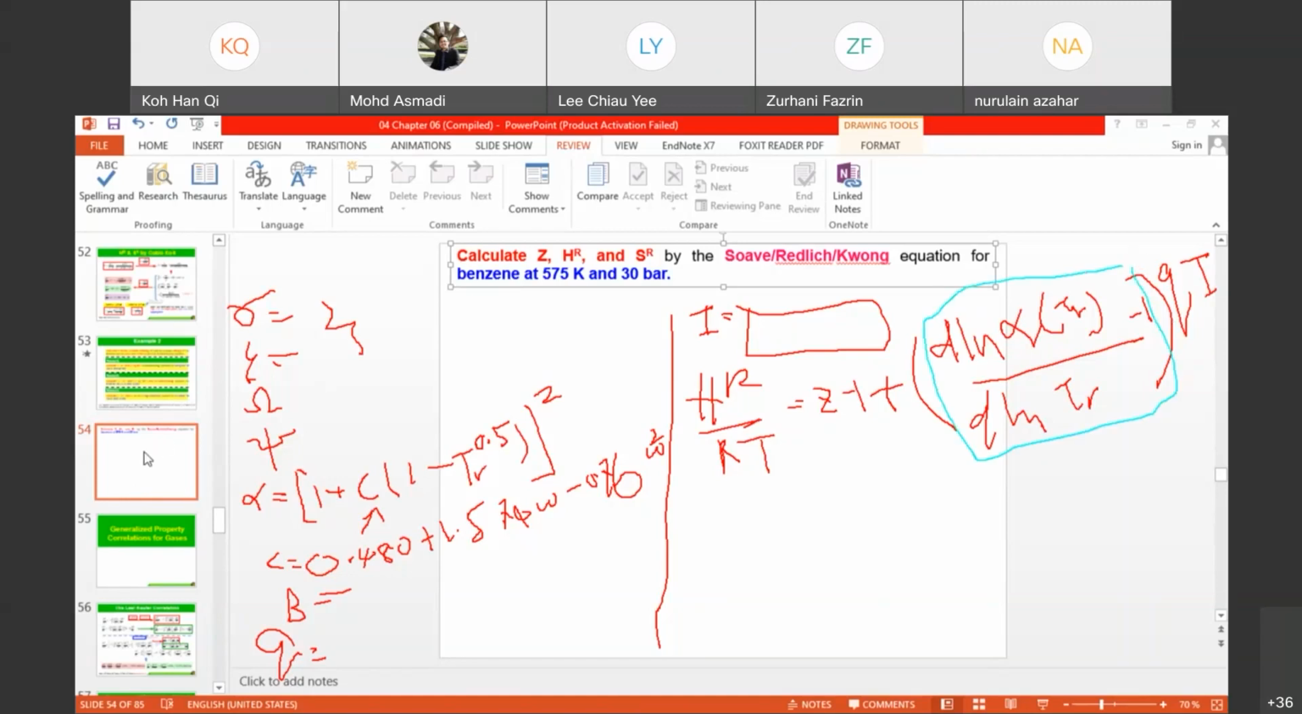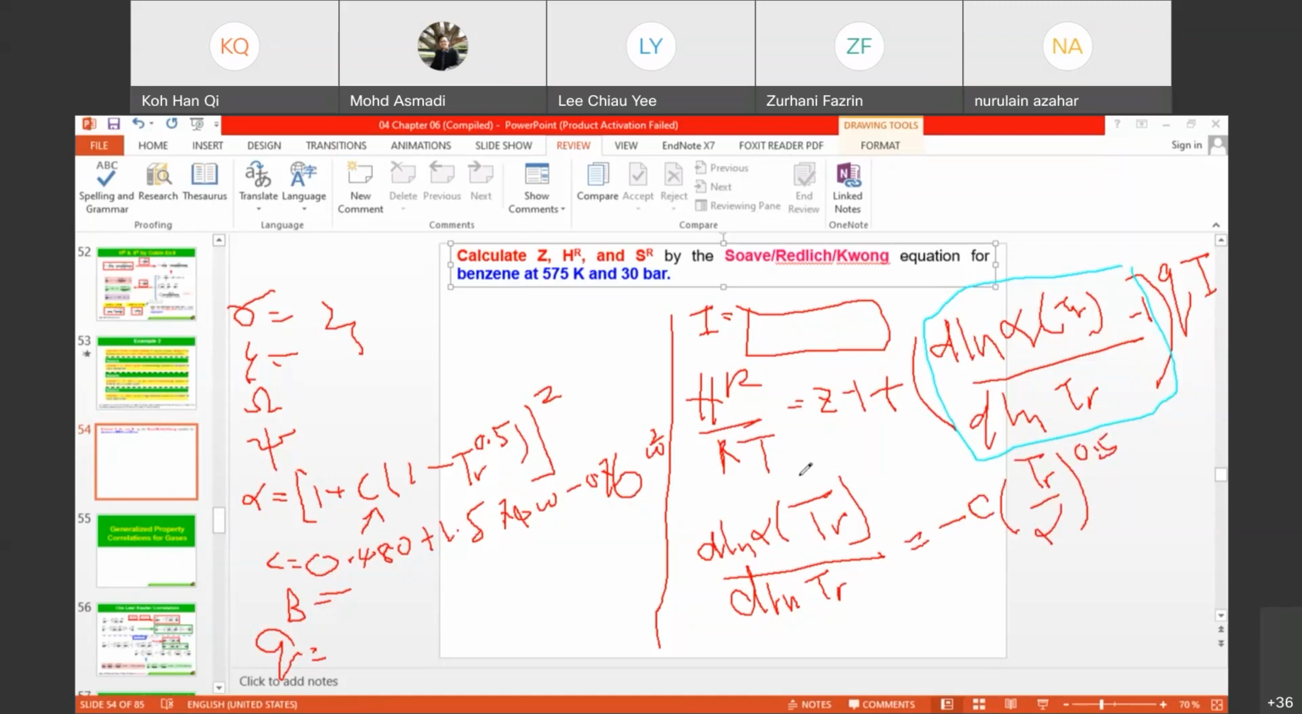For Soave-Redlich-Kwong and Peng-Robinson, once you differentiate this one, you can get this expression. d ln alpha(TR) divided by d ln TR equals negative c TR divided by alpha to the power 0.5. So it is different with the Redlich-Kwong, different with the Peng-Robinson. For Soave-Redlich-Kwong and Peng-Robinson, this is what you have to use.